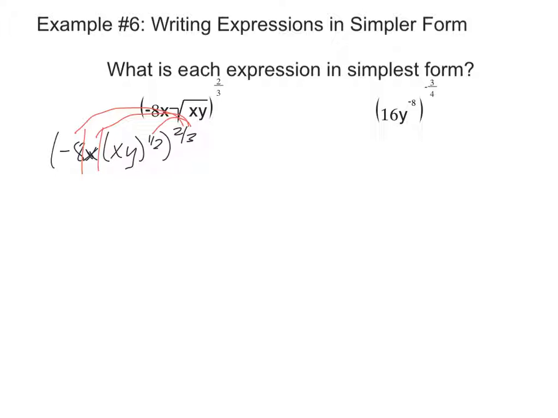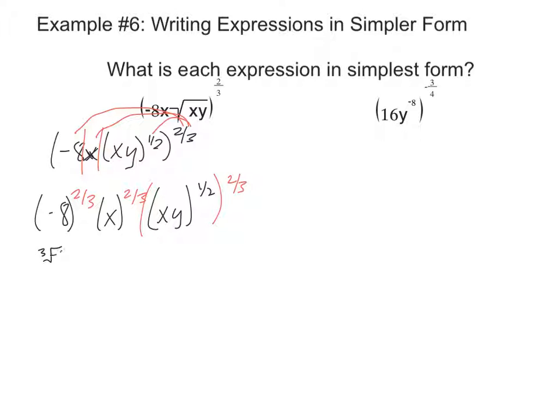Okay, so I can rewrite this as negative 8 to the 2/3, x to the 2/3, and then xy to the 1/2, but then raised to the 2/3. Okay, so negative 8 to the 2/3 is really the cubed root of negative 8 squared, which is really negative 2 squared, which is 4. So this is 4. And then we're going to bring down x to the 2/3.